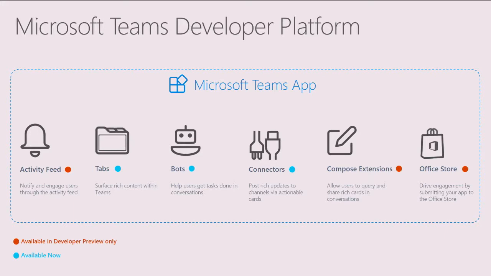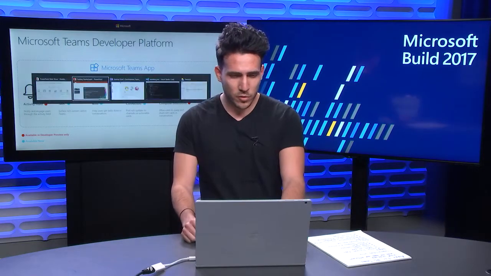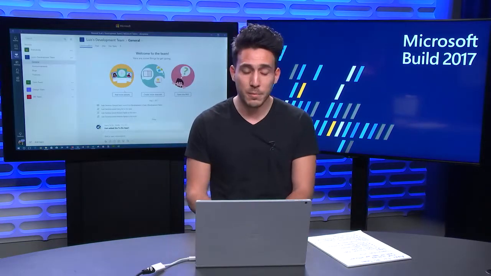Back in March, we introduced to you tabs, bots, and connectors. Today, we're introducing a new capability called Compose Extension, and we're wrapping all these up into the concept that we call apps. So let me show you how these work and how you can add them to your teams and how you can use them and why they're cool. Let's go and switch over here to Microsoft Teams.